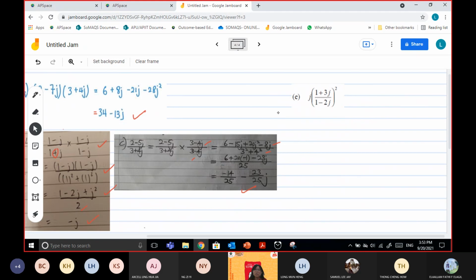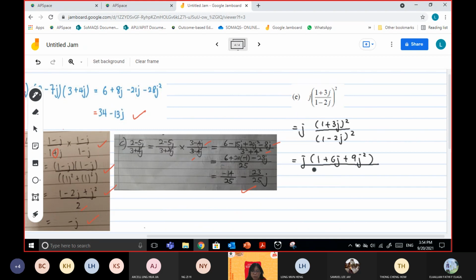Okay, so the next question is a j times, there's a square. So we leave the j first. We try to settle the one for the square. So we should square the top and we should square the one at the bottom. Then before we bring in the j, at the top we expand it as usual. So we have 1 squared, which is 1, plus 1 times 3j, then times 2, 6j. Then the square of the 3j will be 9j squared.